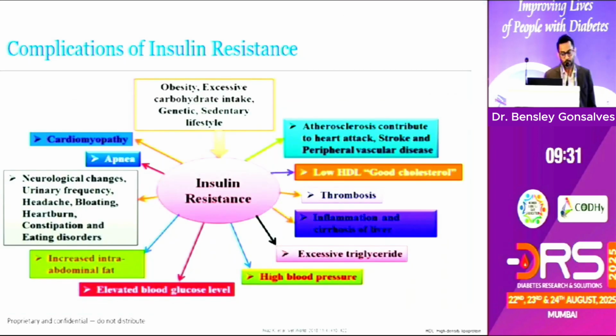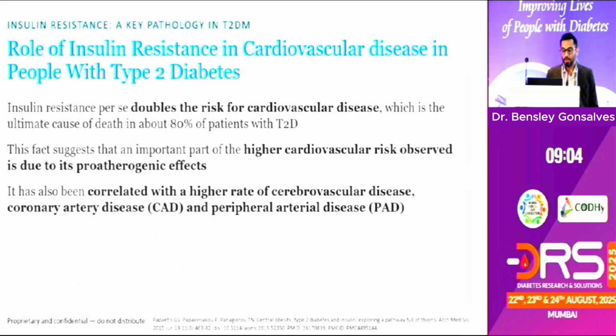Because of insulin resistance, there are all these pathologies: atherosclerosis contributing to IHD, stroke, PVD, low HDL, increased thrombosis, inflammation in the liver leading to cirrhosis, excessive TG, high BP, hyperglycemia, visceral obesity, certain microvascular neuropathic changes, urinary frequency, headache, bloating, apnea, and cardiomyopathy.